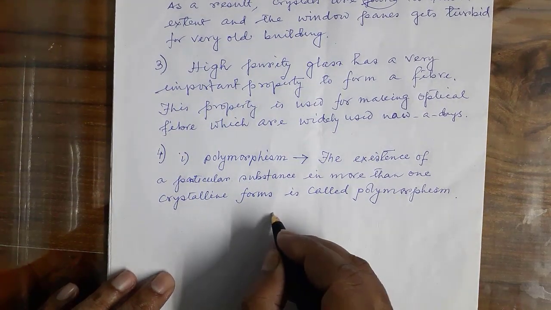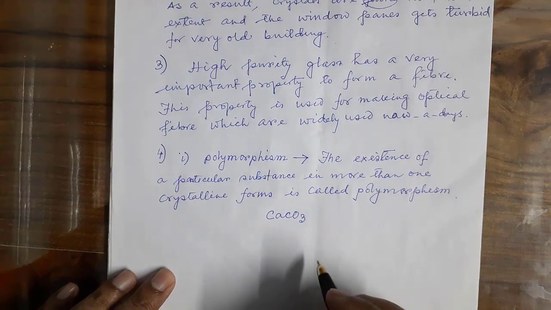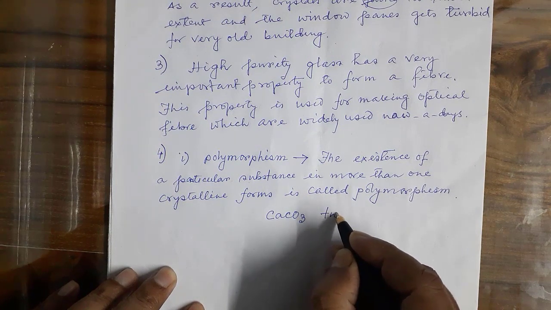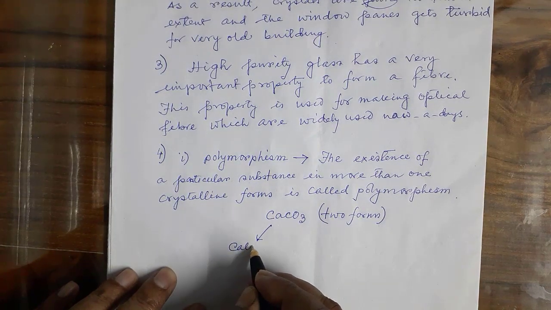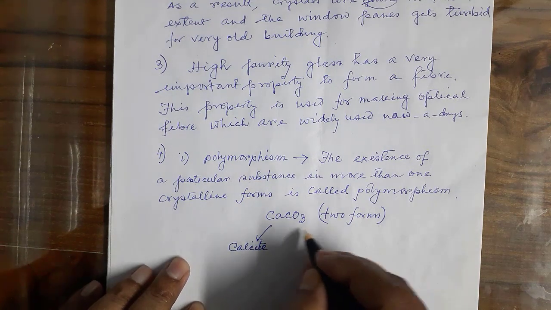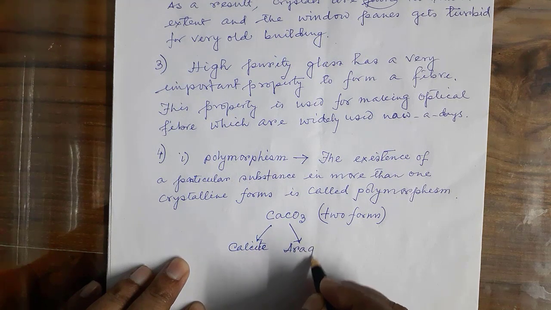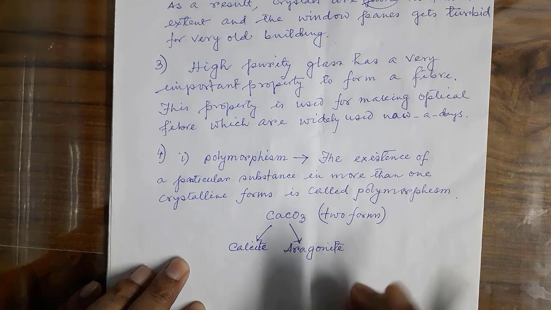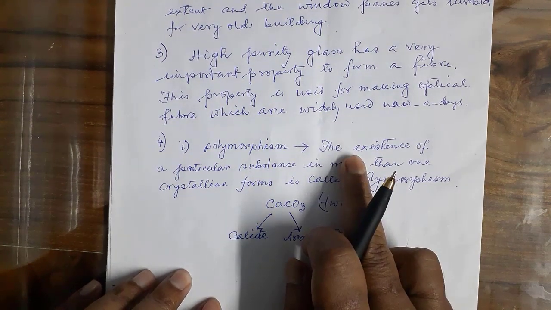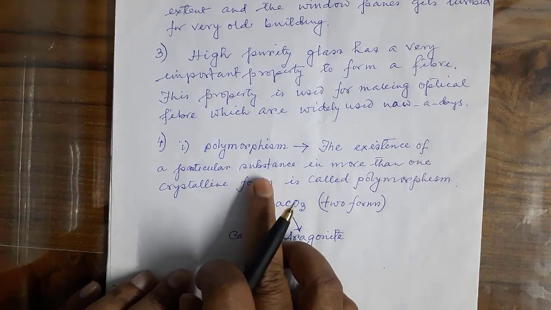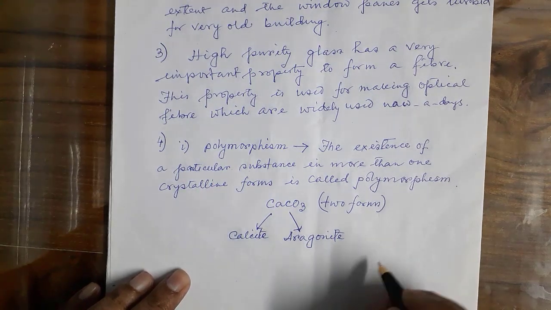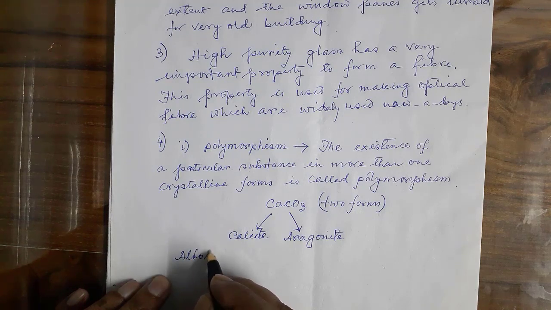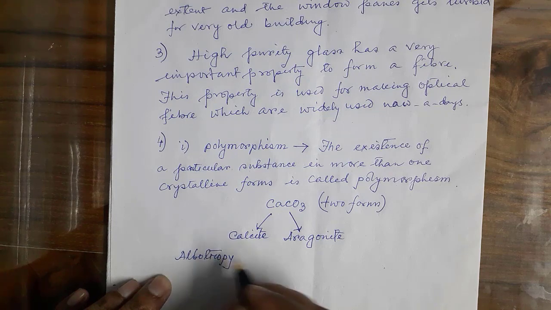We can take example of calcium carbonate, CaCO3. It exists in two forms. One is calcite, and another is aragonite. If the existence of a particular substance, if the substance is an element, then it is known as allotropes. And the property is known as allotropy.